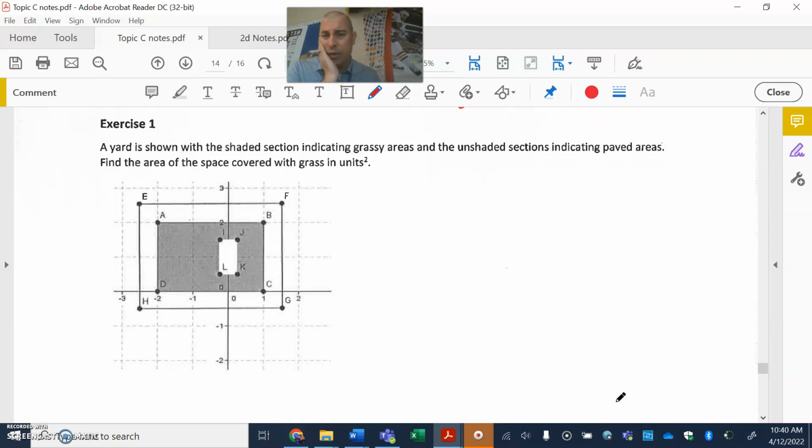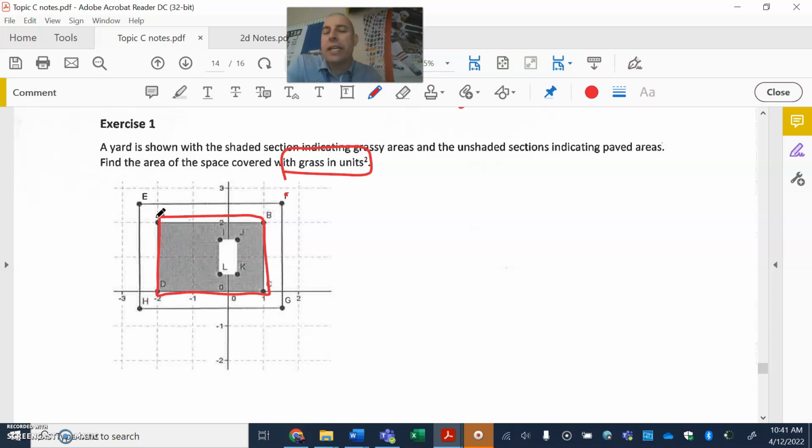Let's see here. We got a yard with a shaded section indicating grassy areas, and unshaded, paved areas. Okay, so find the area of the space covered with the grass. Really what we're looking for here is the grass. So even though I've got this large shape out there, that's not really something I'm going to be using. I'm looking at finding the area of this and then subtracting out this particular portion.